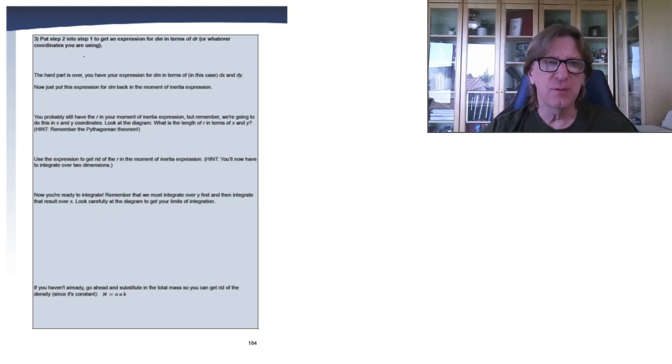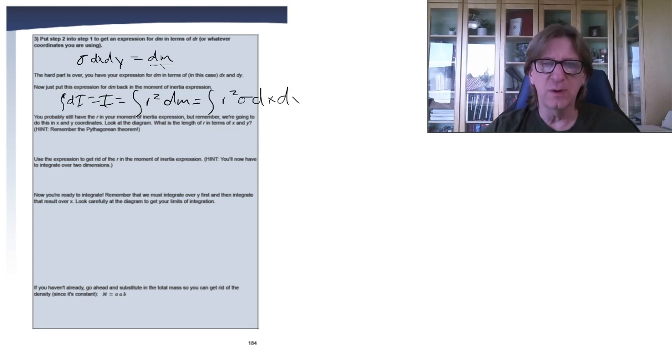All right, let's copy over what we know so far. We know that sigma times our area, which is dx dy, is equal to the mass of that little piece right there. So we're just going to take this expression that we found and plug in for dm in our definition of the moment of inertia, which was I equal to the integral of r squared dm. Putting that in, we get the integral of r squared sigma dx dy. Well, now I'm integrating with respect to two variables, so I need a double integral.